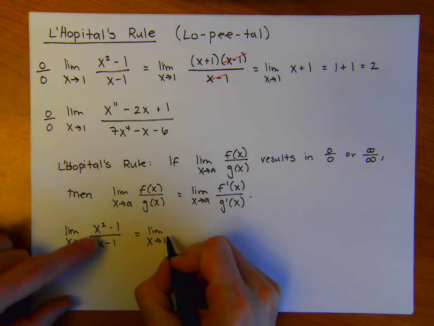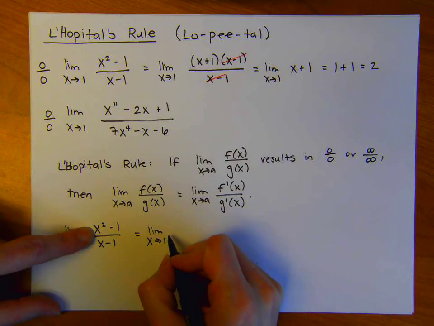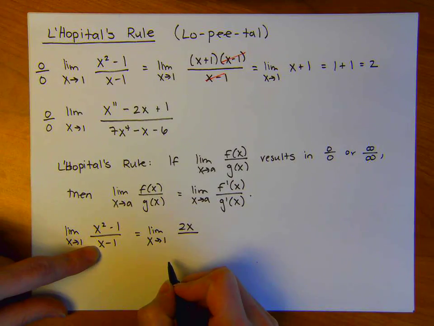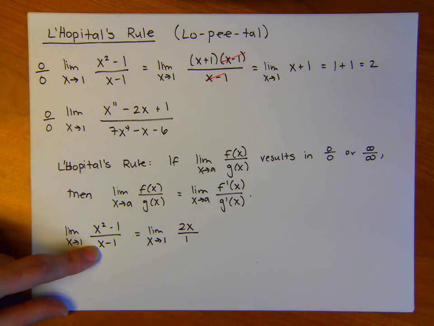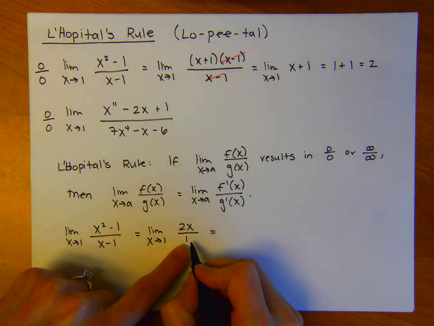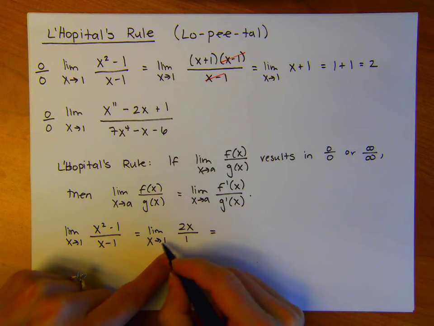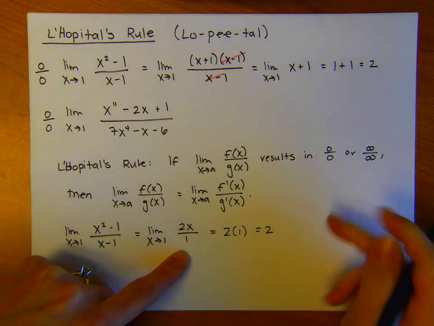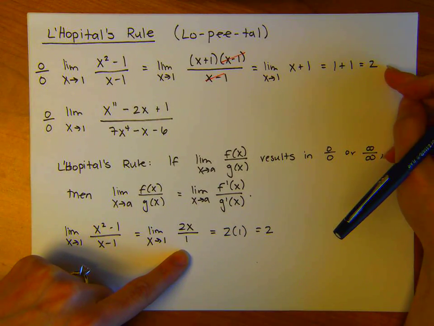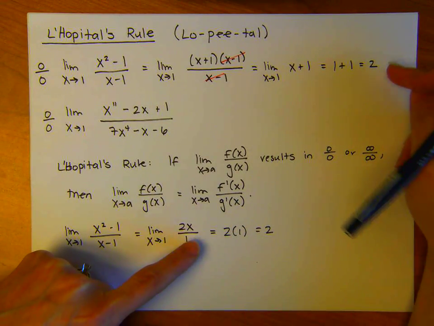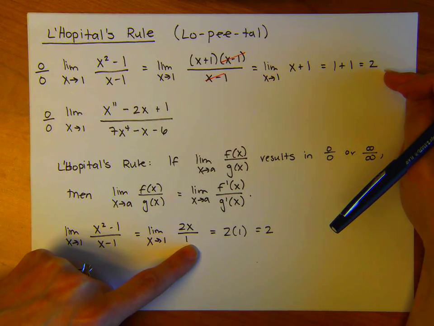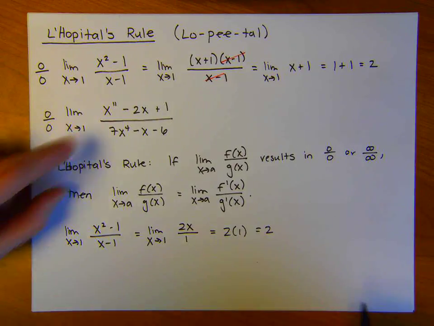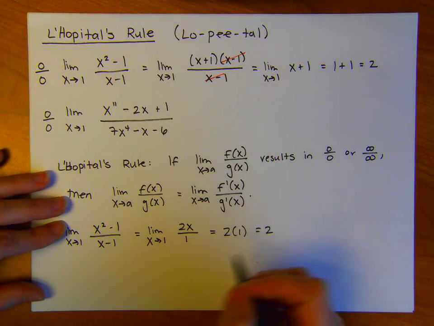So we're going to take the derivative of the top. The derivative of x squared minus 1 would be 2x. The derivative of x minus 1 would be 1. Now I have a continuous equation that I can plug the limit into. 2 times 1 is 2. And notice we get the same thing that we did up here. Now in this case, they were both fairly straightforward and easy, but with this one, L'Hopital's rule is going to be much easier than trying to use algebra.